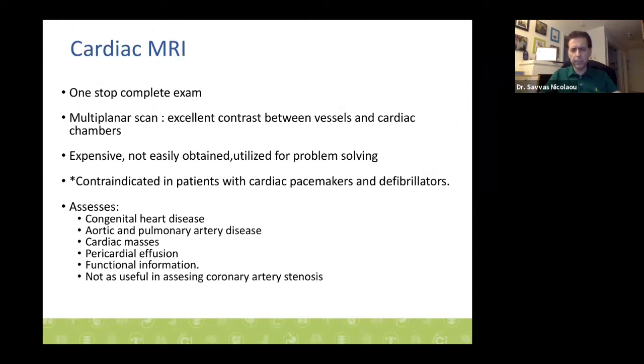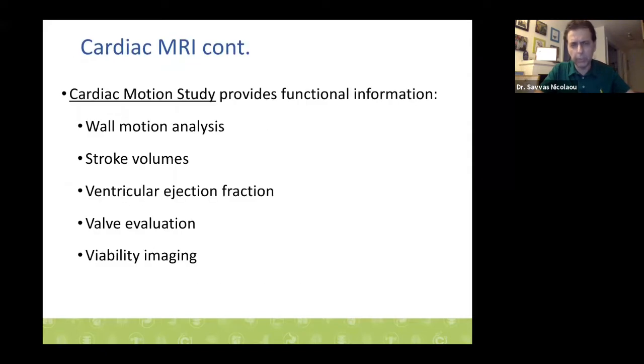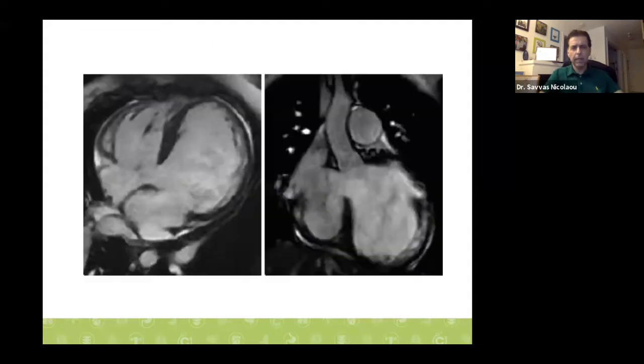Indications include congenital heart disease, aortic pulmonary disease, cardiac masses, pericardial effusions. It is not useful in assessing coronary artery stenosis. Cardiac motion provides functional information for wall motion analysis, stroke volumes, ventricular ejection fractions, valve evaluations, and viability imaging as well. MRI is the gold standard for viability imaging and also for the determination of ejection fractions, both for the right and left ventricles.